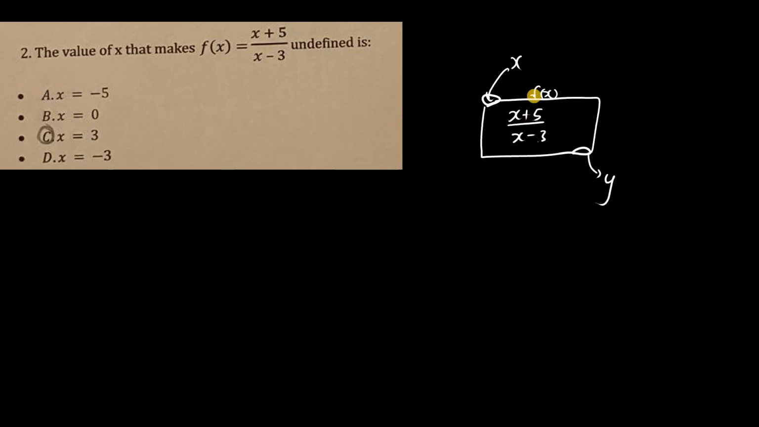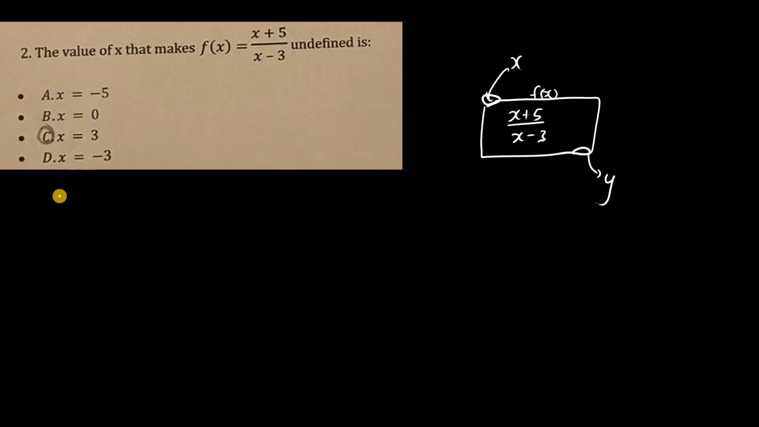Question 2. The value of x that makes f(x) equal the rational function (x + 5) all divided by (x - 3) undefined, right? What goes in are the x values, what comes out are the y values. But what is that value that when we enter it into this machine and this operation is carried out, we end up with an undefined result? Now, undefined meaning that the result would be a division by 0. Dividing by 0 leads to an undefined result.